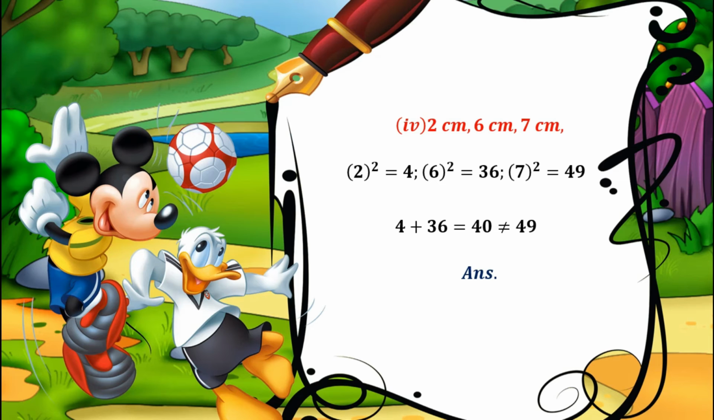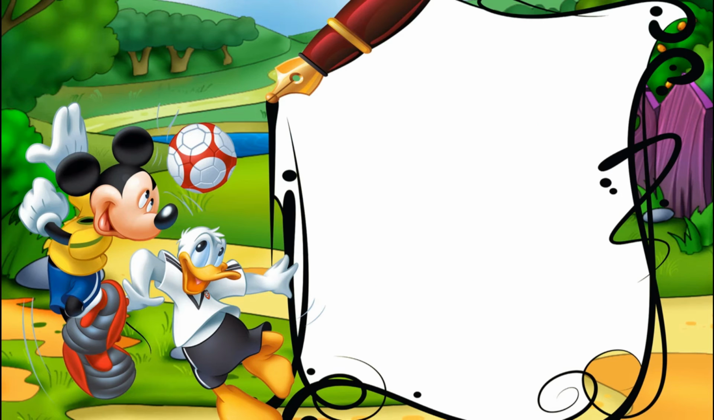2 raised to 2 plus 6 raised to 2 is not equal to 7 raised to 2. Therefore 2, 6, 7 is not a Pythagorean triplet. Okay, like this. Now the next question, number 5.